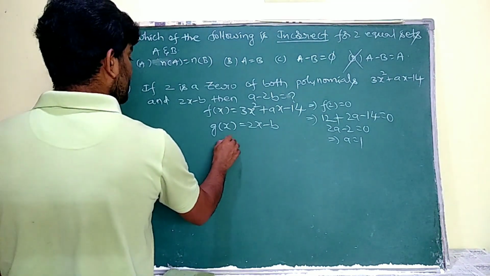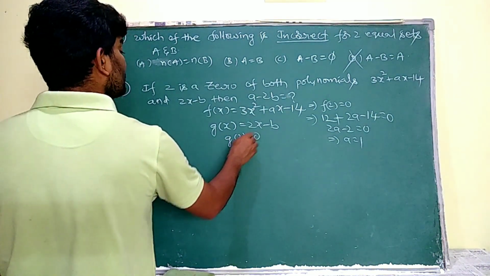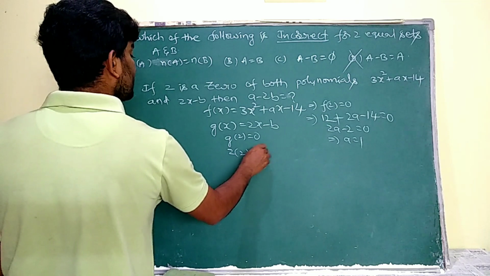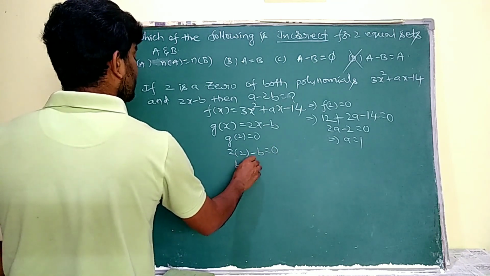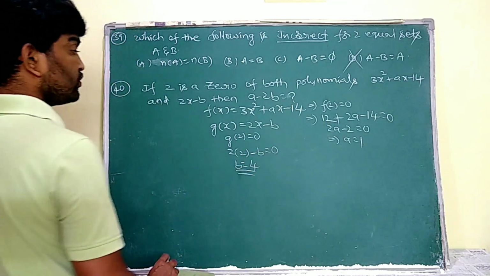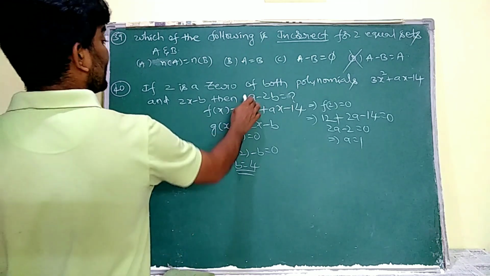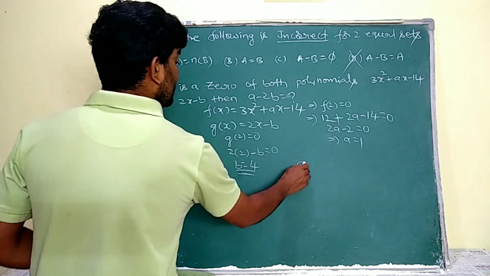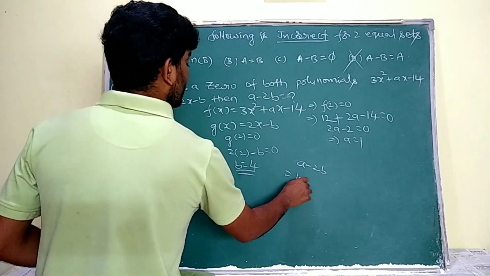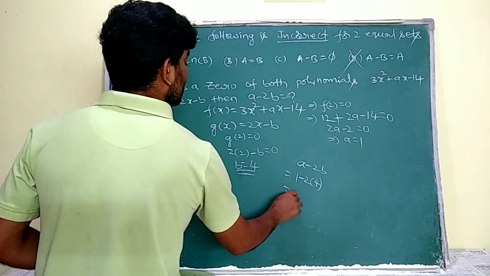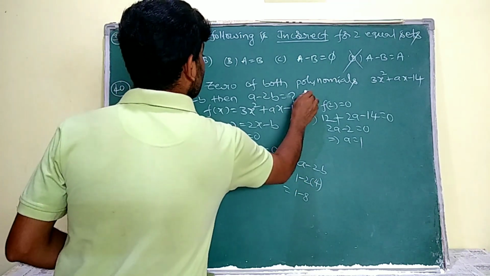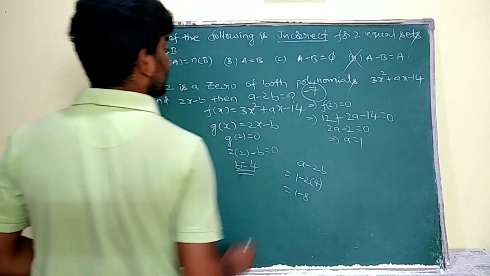Here g of 2 is also 0. 2 into 2 minus b is equal to 0. B is equal to 4. A is equal to 1, B is equal to 4. Then a minus 2b means 1 minus 2 into 4. That is equal to 1 minus 8. That is equal to minus 7.